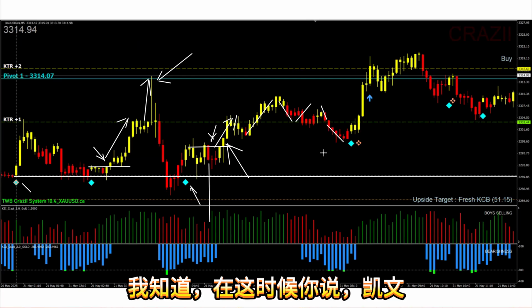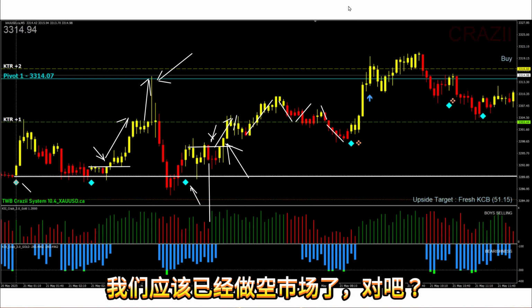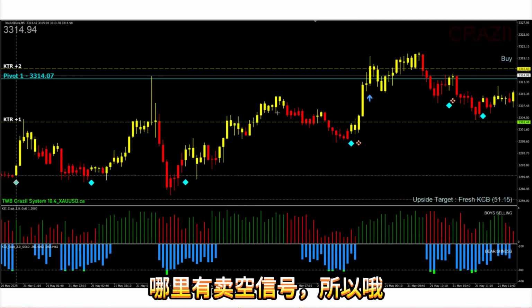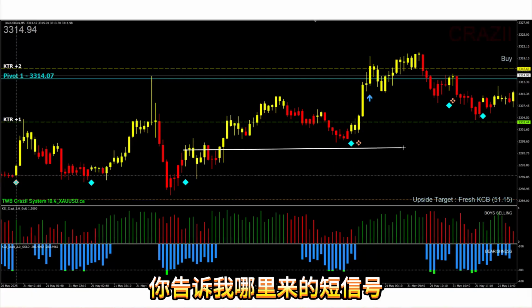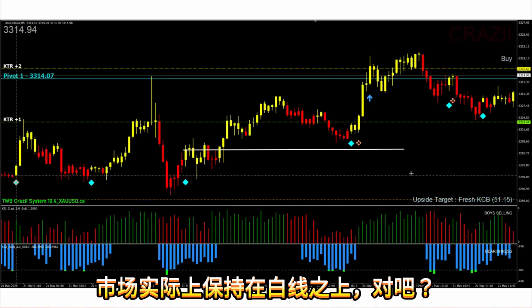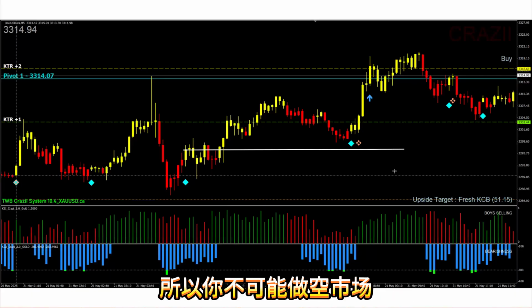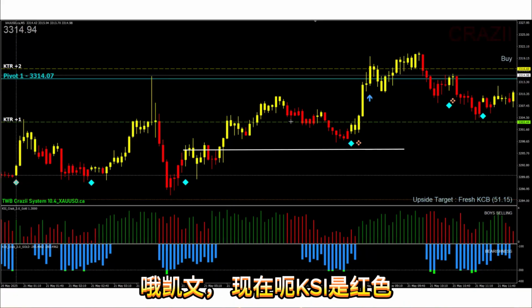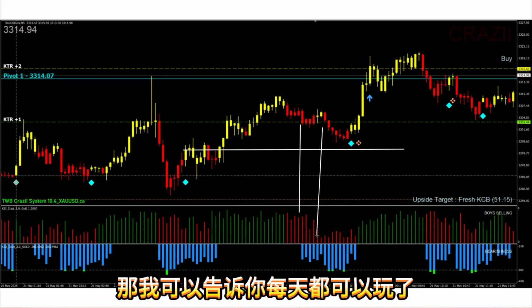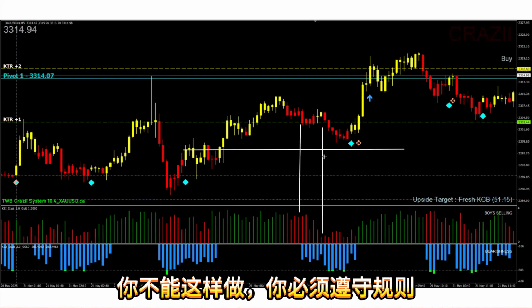I know at this junction here, you say, Kel, we should already short the market, right? Where got short signal here? So, got a diamond ma? Okay, you see, if I draw a diamond, tell me where got the short signal. The market actually stays above the white line, right? So there's no way you can short the market. So if you're shorting the market because you say, Kel is below, KS is red color, KSI is red, then I can tell you every day can play already. You cannot do that. You have to follow the rule.